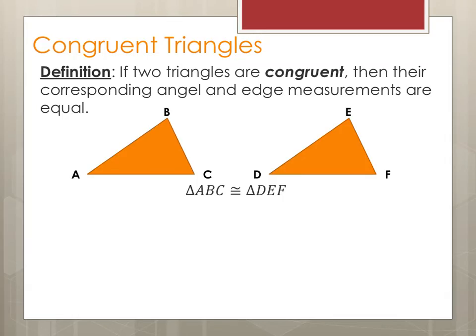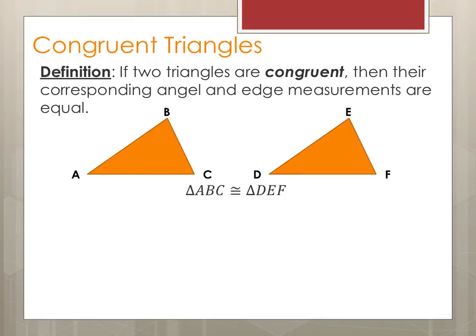Now let's look at congruent triangles. Two triangles are congruent if their corresponding angle and edge measurements are equal. And we denote that with this symbol here. It's an equal sign with a tilde on top of it. So that means that these two triangles are congruent. That means that all the angle measurements are going to be the same. There'll be a corresponding one. And all the edge lengths will be equal.